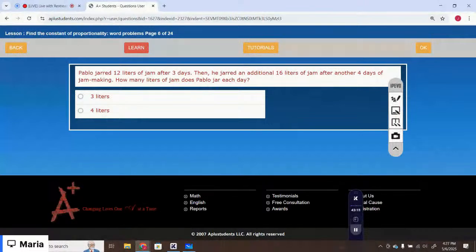Pablo jarred 12 liters of jam after 3 days. Then he jarred an additional 16 liters of jam after another 4 days of jam making. How many liters of jam does Pablo jar each day? So which is the correct option? That is 4 liters. Option number two is the correct option.